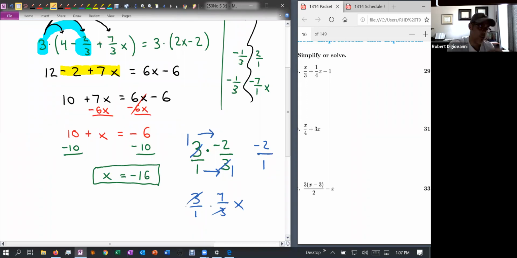Make sure you all are comfortable with that step, because that's definitely a place that people make mistakes, so practice.